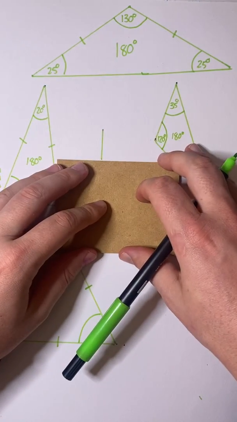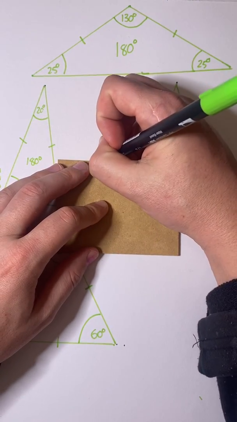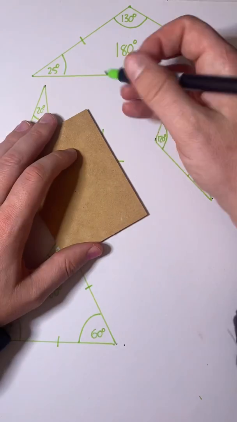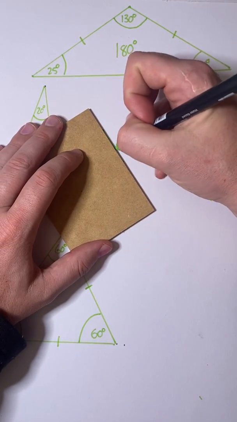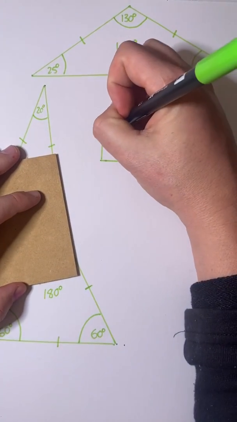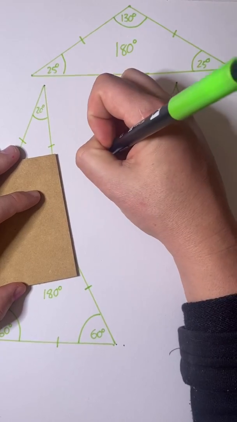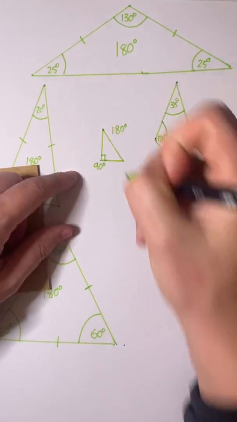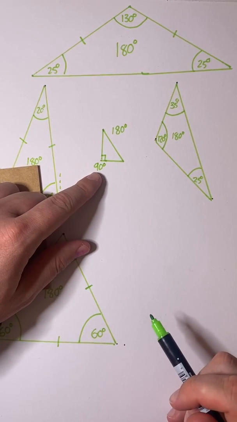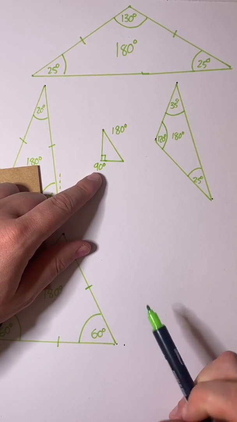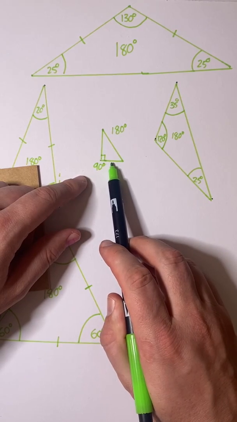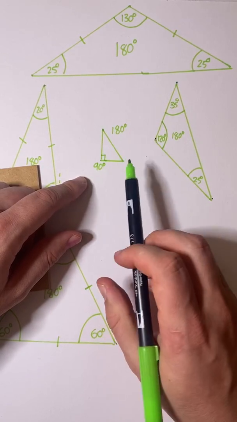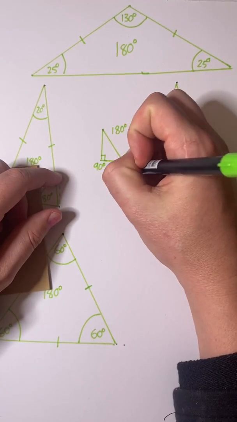We can create right-angled triangles. Now, right-angled triangles also add up to 180. We know, however, that this angle here is 90 degrees because it's a right angle. So is this triangle here scalene or isosceles? Well, we can clearly see that this line is different to this line, which is different to this line. So that would make this scalene.